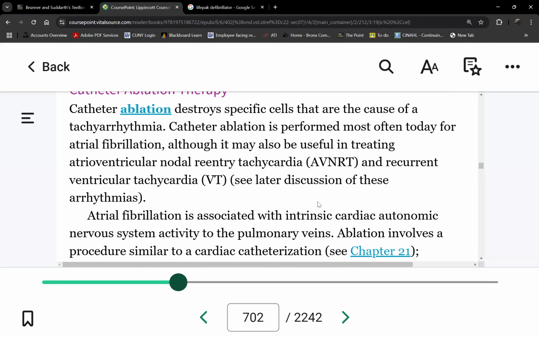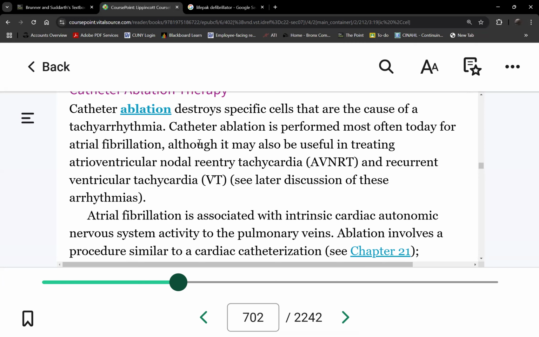And then after that, since we're already in the cath lab, we thread a catheter and literally burn. That's what ablation is. We use a cautery tip to burn and destroy those cells because we already know where they are. Okay, so we'll destroy them.